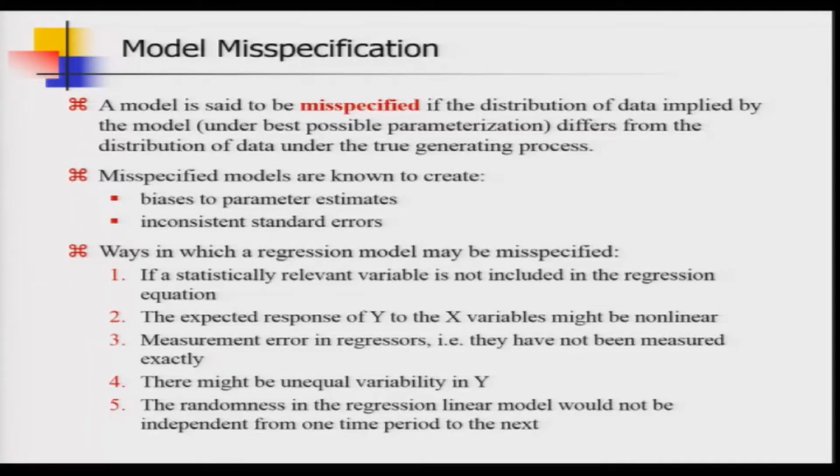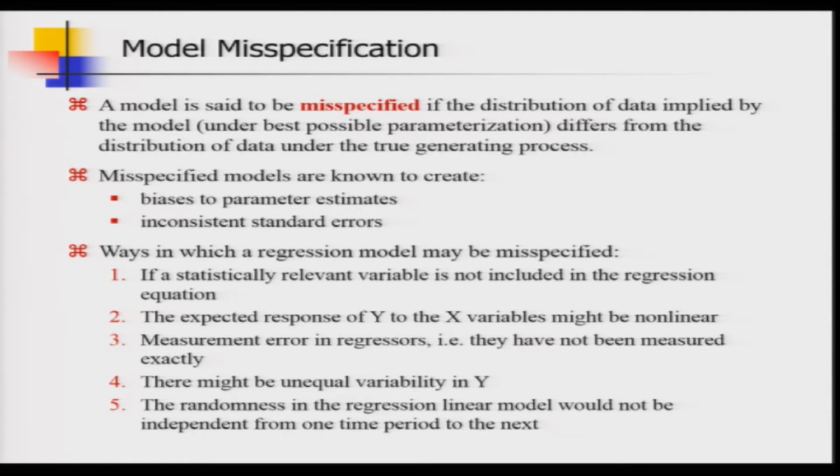Now, there are many ways in which a regression model may be misspecified, and here I am going to list down 5 of them. First, let us start with the case which we are going to talk about in today's lecture. If a statistically and theoretically relevant variable is not included in the regression equation, then we will have the omitted variable problem. That is the number one source of model misspecification.